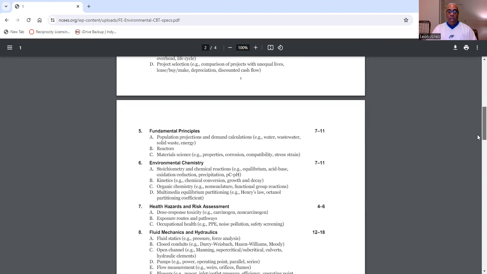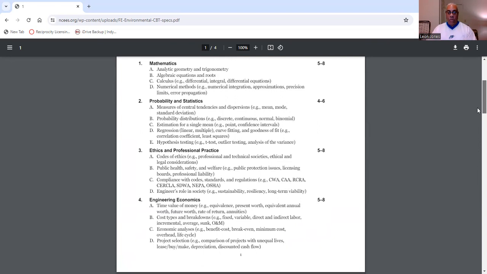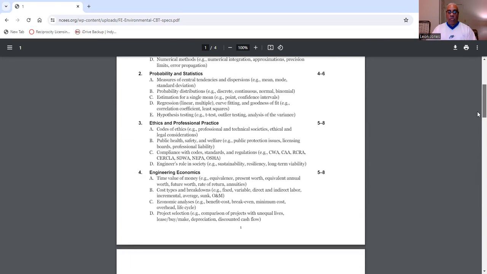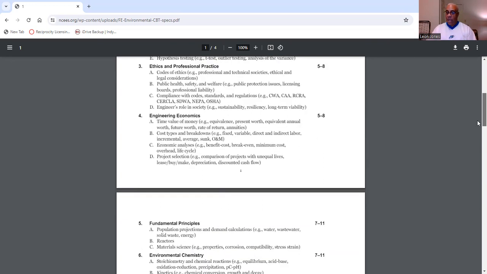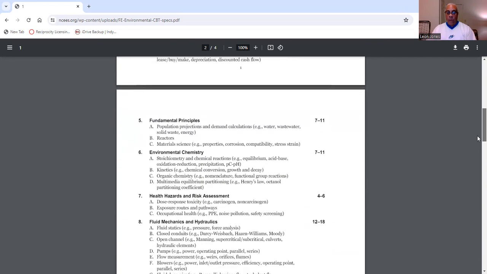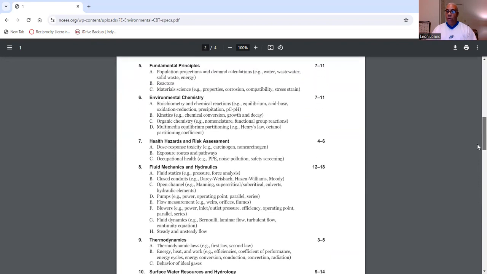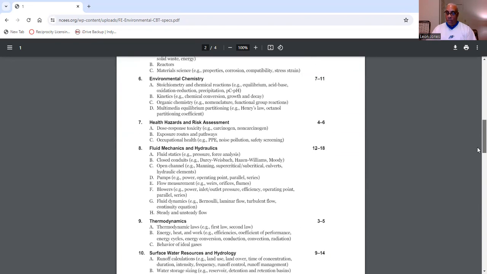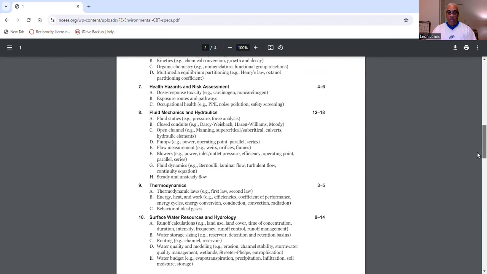Now, again, you look at all the subjects like mathematics on your specifications, probability and statistics, ethics, engineering economics, fundamental principles, everything that if you want to take the FE examination for environmental, this is what you're going to have to know.